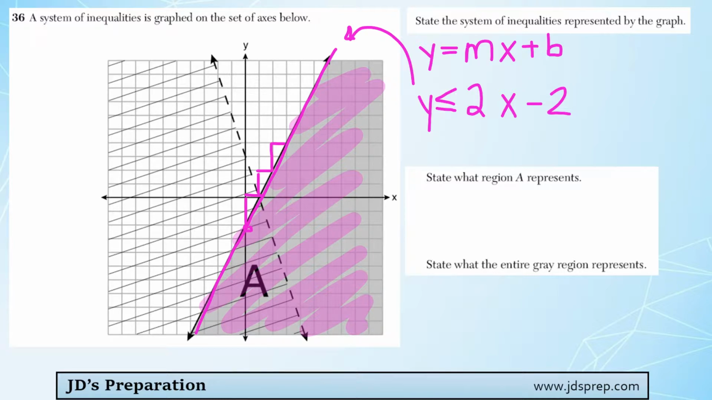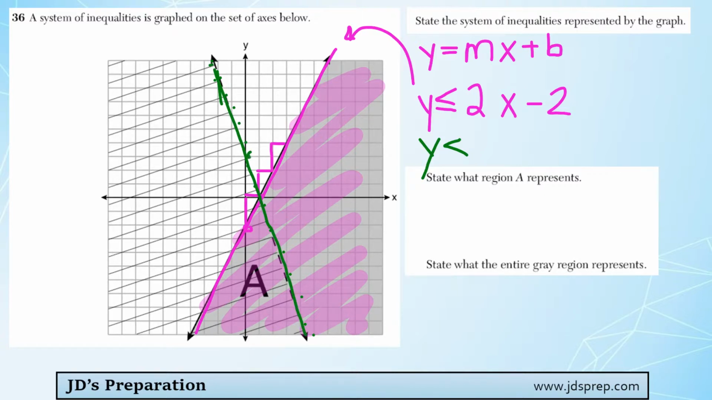You'll notice the difference with the other line, which I'm going to be using green to highlight here. Because it's dotted, our inequality symbol is going to be just less than. So it's going to be y is less than. Now we need to figure out the second equation, or the second line here.